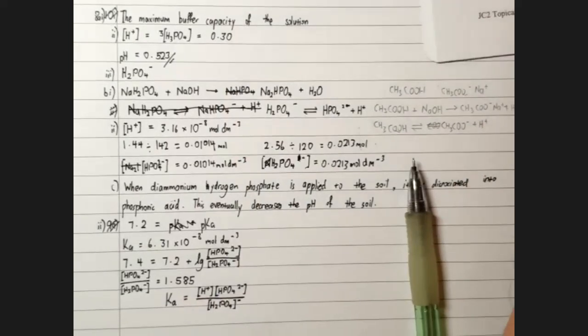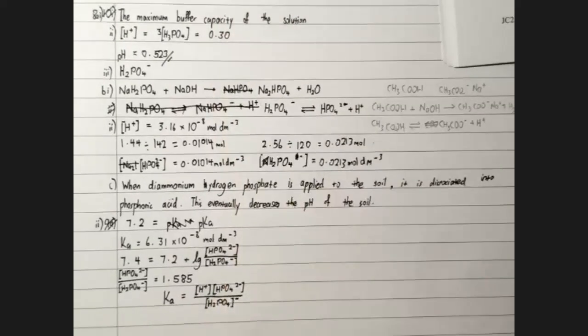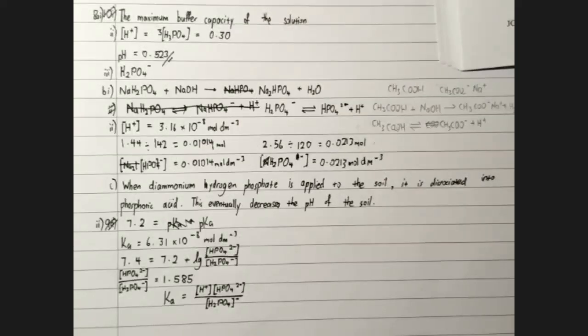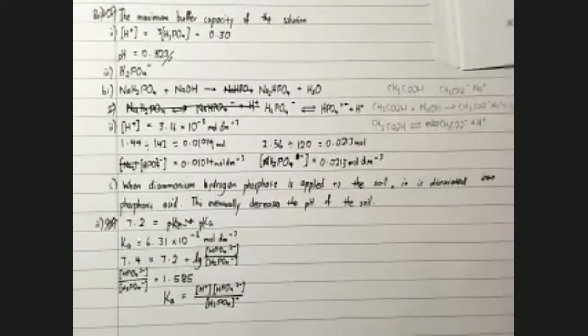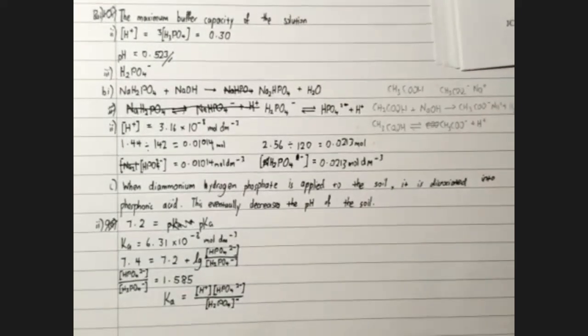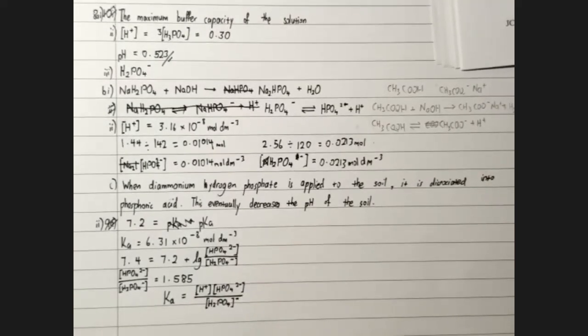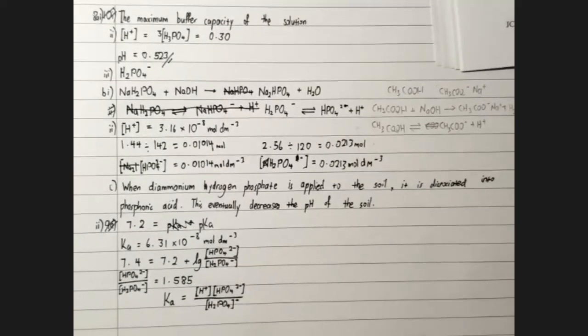My original ratio indicates that I am lacking the HPO4 2 minus, correct? I have too much H2PO4 minus. That's my original ratio. That's the indication. Am I correct? Yeah. I have too little of this, and too much of that.